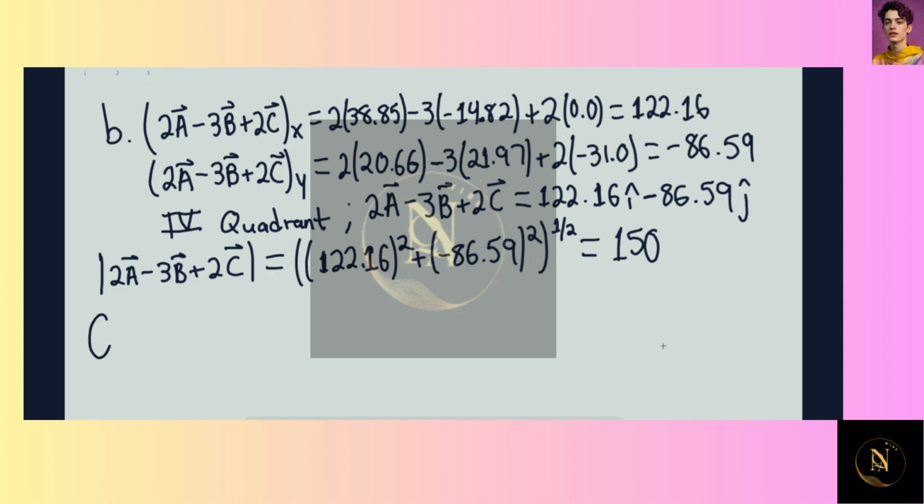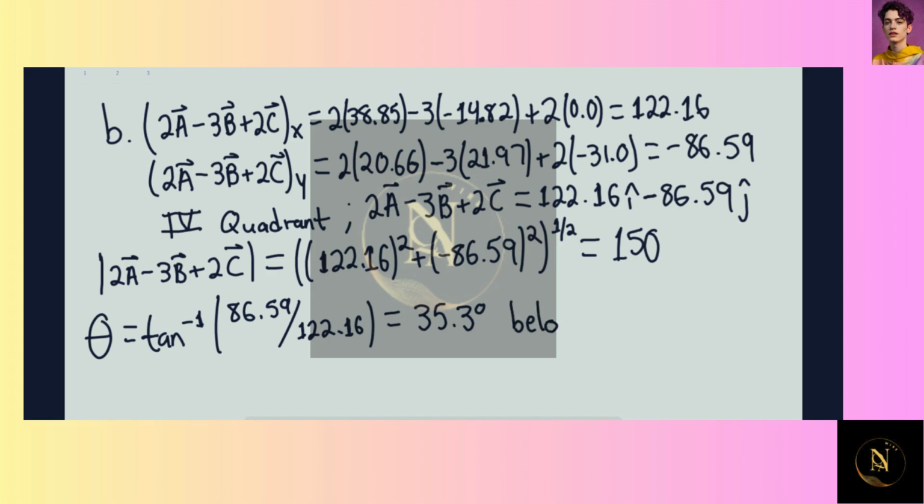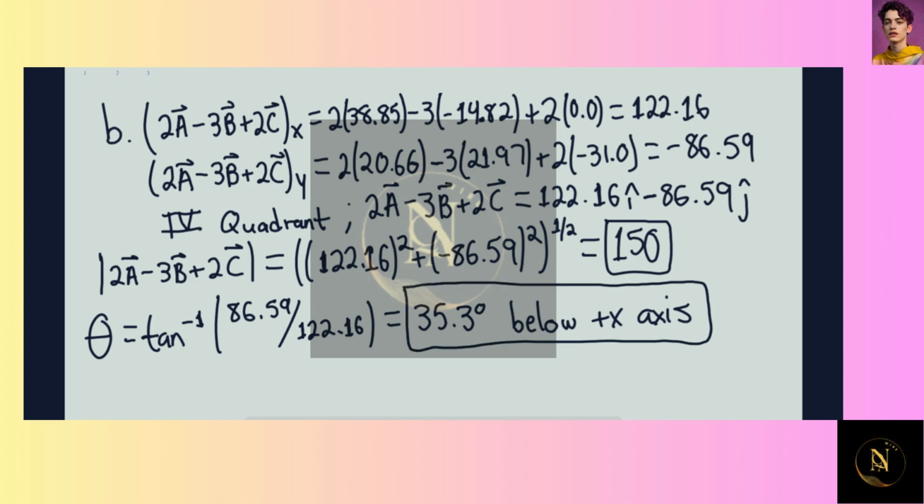And then finally, we can go to the angle. This will be arctan of the y component divided by the x component. So this will be 86.59 divided by 122.16. And this is giving us approximately 35.3 degrees. And you always have to take into account which quadrant it is lying in. It is lying in the fourth quadrant. So this will be 35.3 degrees below the positive x-axis. So this would be our magnitude, and this would be our direction. That is the end of the solution.